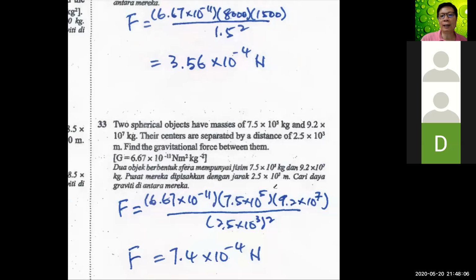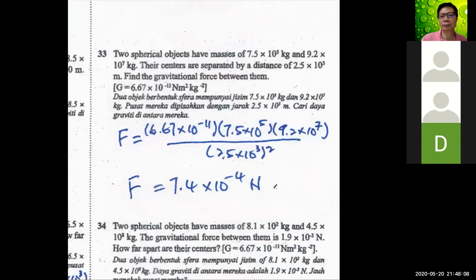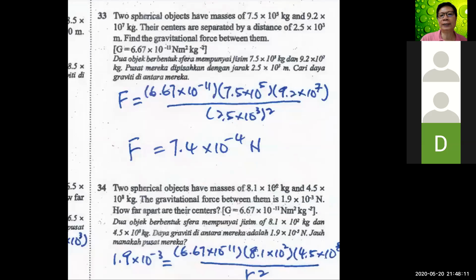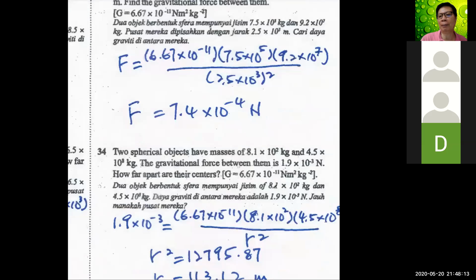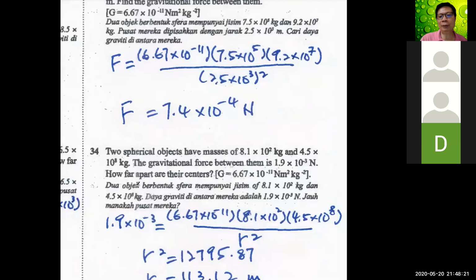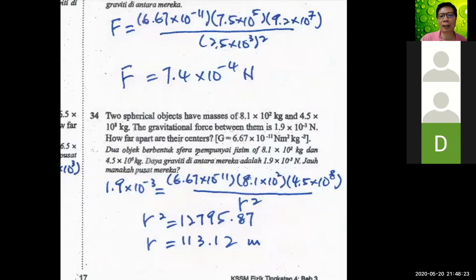Now 34. 34 is a little bit different, but I think it's the same. They ask you to find the distance. The force is given, and they ask how far apart, which means find the distance R. So R comes up here, this number goes down. Calculate here, divide, and you get this answer. Okay, very straightforward now.